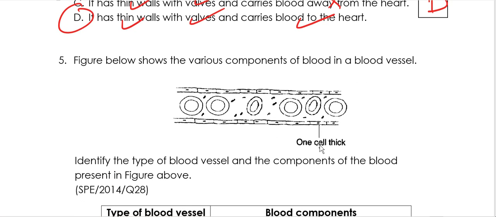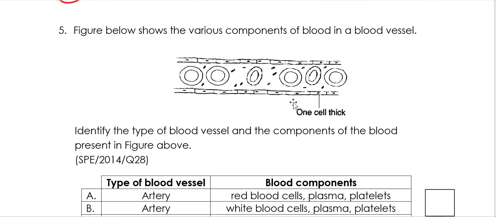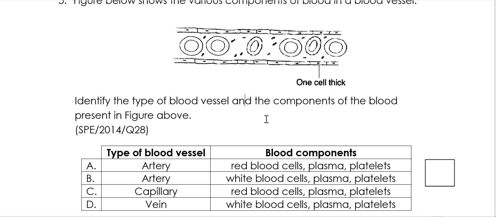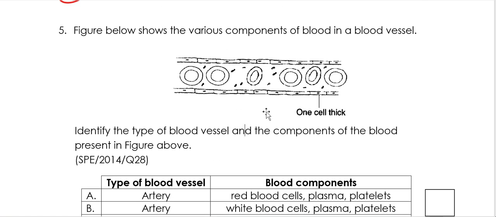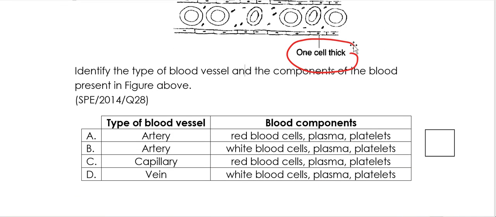Figure below shows the various components of blood vessels. Identify the type of blood vessel and the component of the blood. Okay, so you can see here it's one cell thick, and you can see the red blood cells here, and they are actually kind of in front of each other. So you know that this right here is a capillary, and that's the only one we have here. So the answer is C.